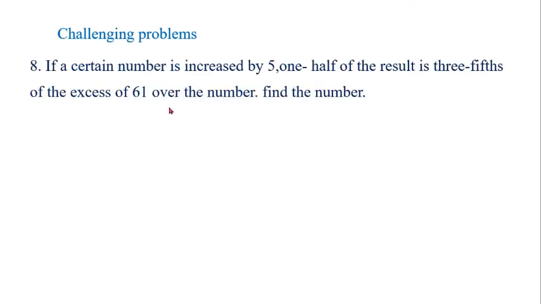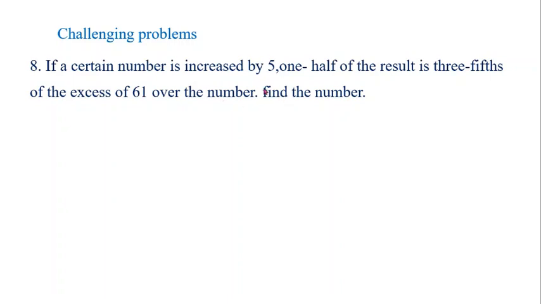Let's come to the challenging problems. Question number 8 says, a certain number is increased by 5. One half of the result is 3/5 of the excess of 61 over the number. Find the number. Let's read it again. If a certain number is increased by 5, one half of the result is 3/5 of the excess of 61 over the number.